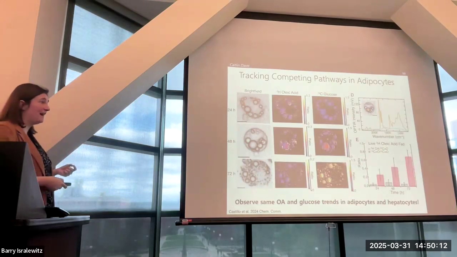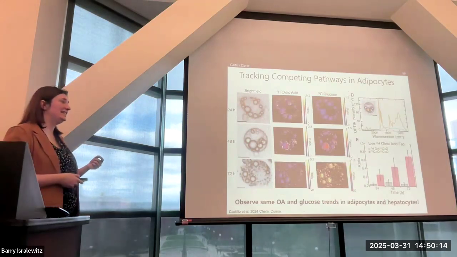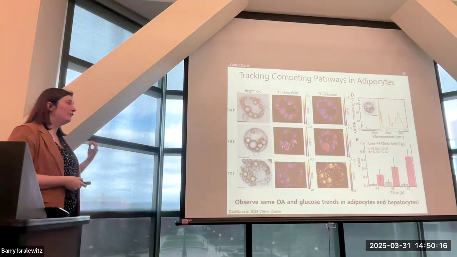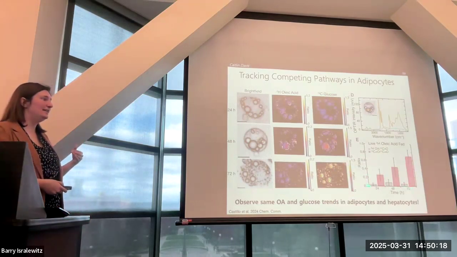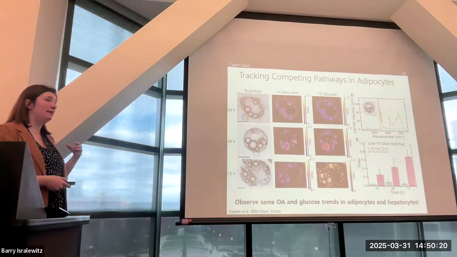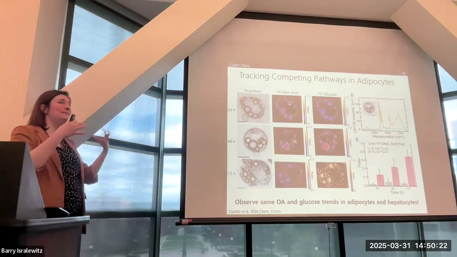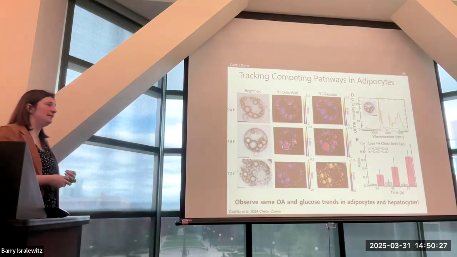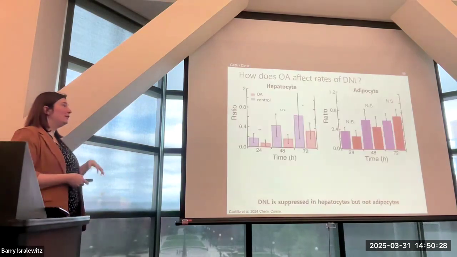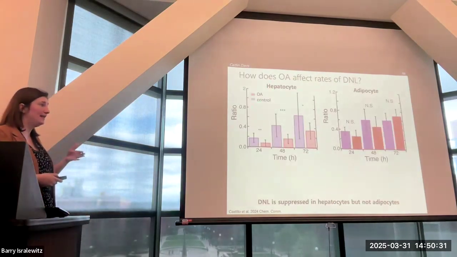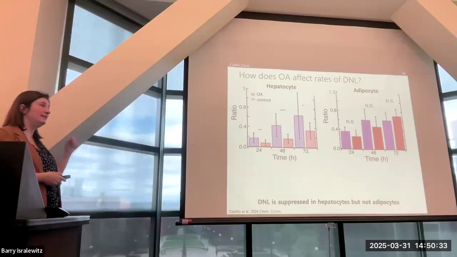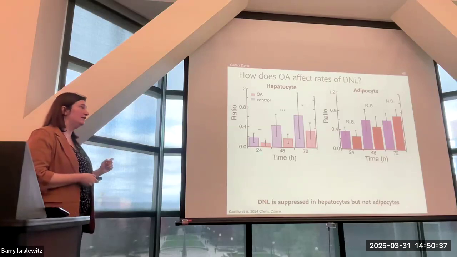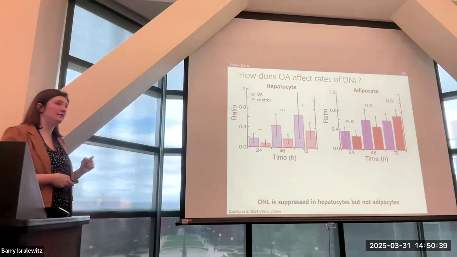We did the same thing in a fat cell, and what we see is that in the fat cell, overall, there is less oleic acid in our lipid droplets here because of the increased background lipid to begin with in our cells. But things are, again, metabolized very slowly. And so if we compare our liver cells to our fat cells, what we saw is that there's a statistically significant suppression of de novo lipogenesis in our liver cells, but not in our fat cells.